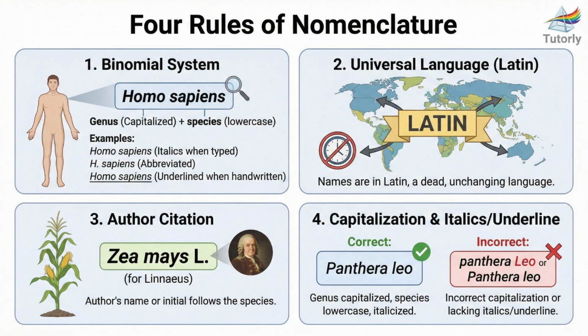4 rules govern how every binomial name must be written. Rule 1. Latin. Names are written in Latin or Latinized form. Latin is a dead language. It never changes, so names stay stable forever.